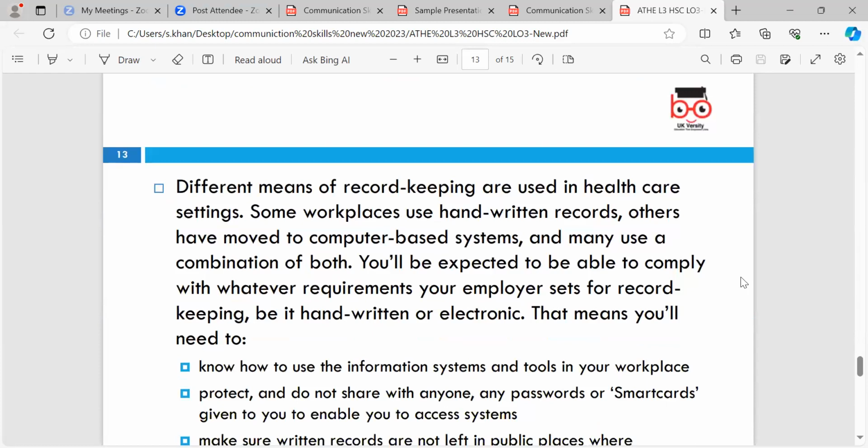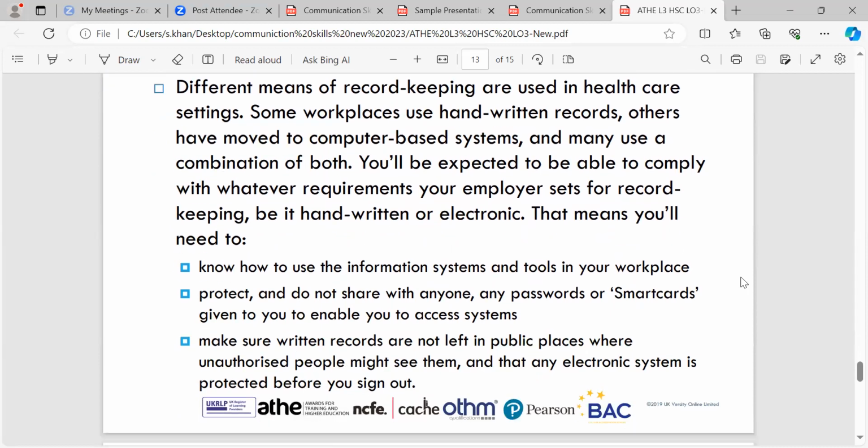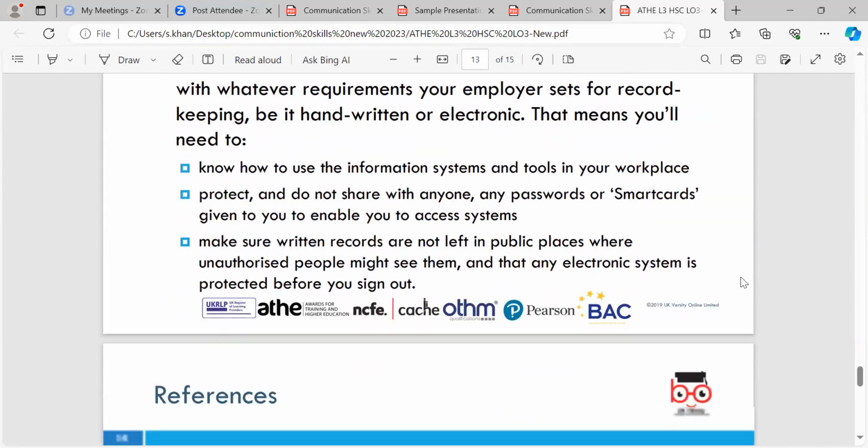Different means of record keeping are used in health and social care settings. Some places use handwritten records, others have moved to computer-based systems, and many use a combination of both. You'll be expected to comply with whatever requirements your employer sets for record keeping. That means you'll need to know how to use the information systems and tools in the workplace. Protect and do not share any passwords or smart cards, and make sure your written records are not left in public places because of GDPR and data protection.